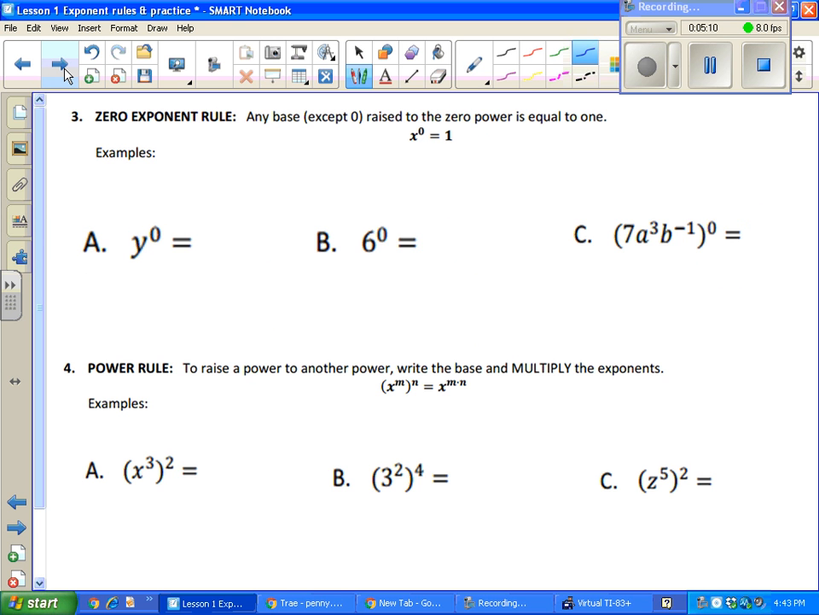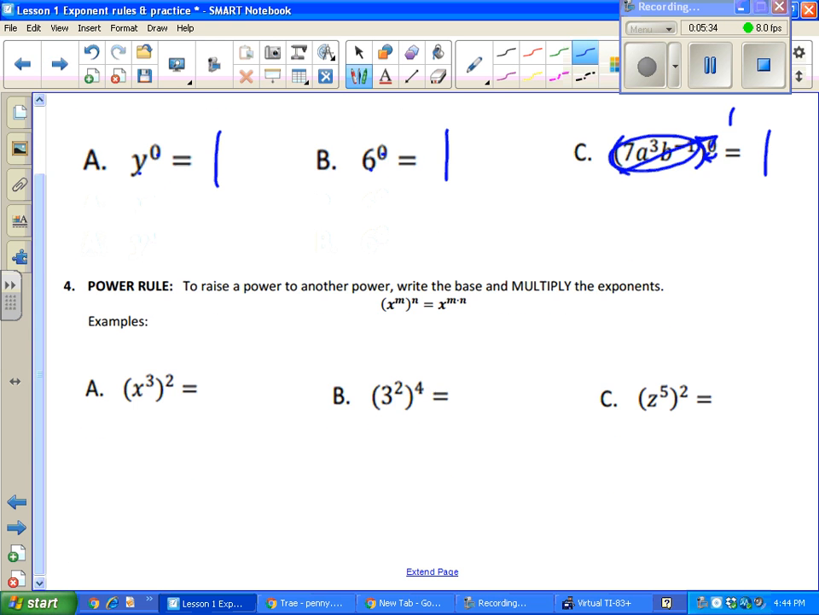Zero exponent rules. One of the easiest things, students generally like it. Anything raised to the zero power, except 0, is equal to 1. Y to the 0 is 1. 6 to the 0 is 1. Everything, look at the closest thing that the 0 touches. It touches the parentheses. It means everything in parentheses is going to go to a 1. So the answer equals 1.